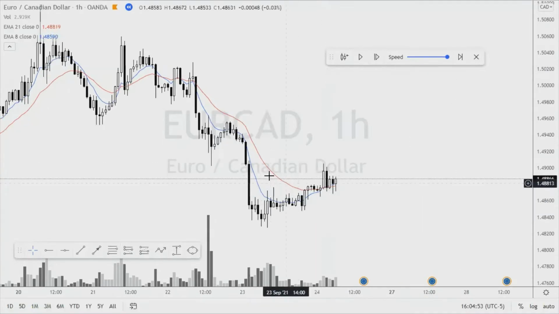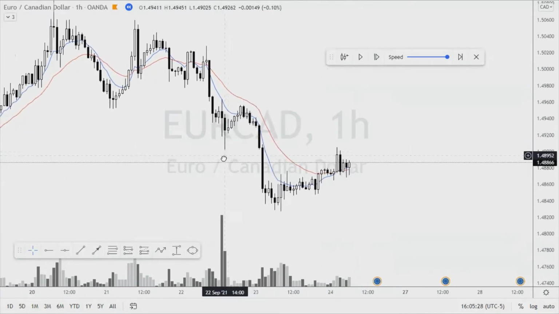Right now, we're looking at the Euro Canadian dollar on the 1 hour chart. On my chart, the black candles go down, the white candles go up. The volume correlates with the same color of the candles. The red line on my chart is the 21 exponential moving average, and the blue line is the 8 exponential moving average. These are really the only two indicators that I use on my chart besides the volume bars.